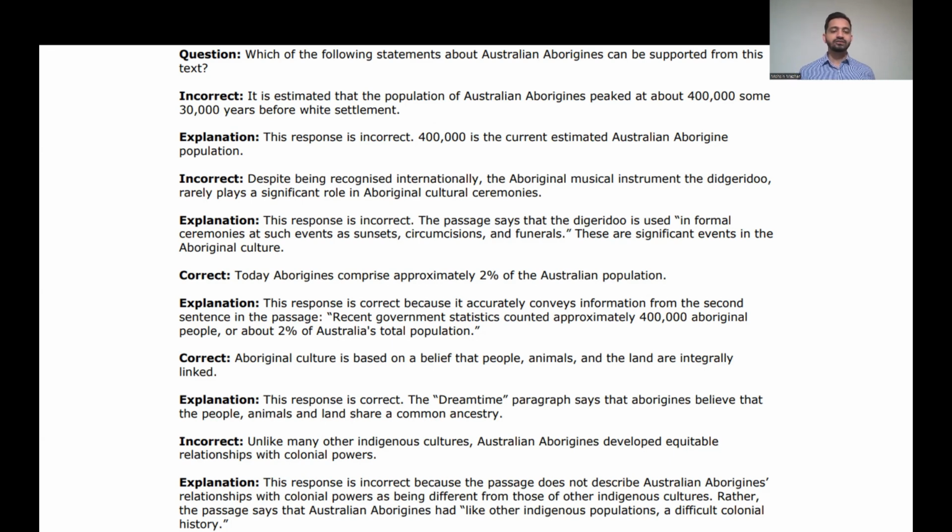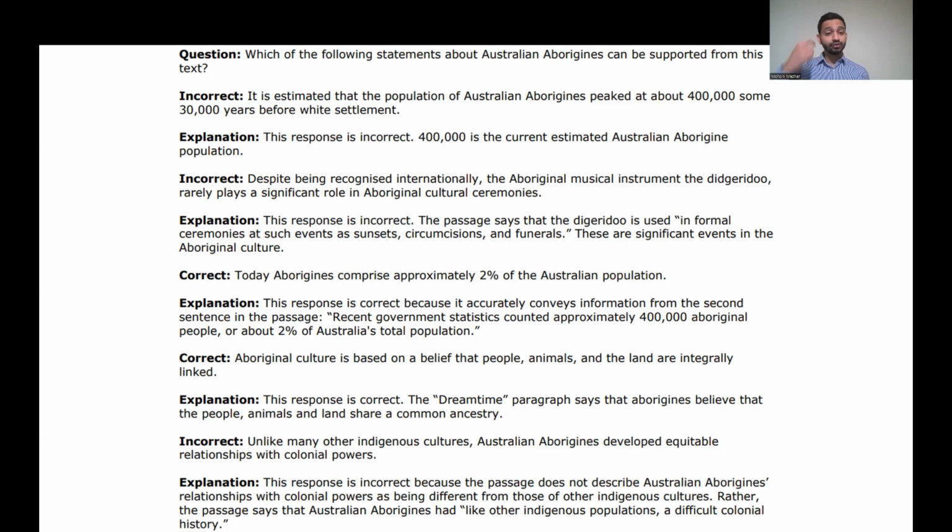Option number 3, today's Aborigines comprise approximately 2% of the Australian population. This response is correct because it accurately conveys information from the second sentence in the passage. Recent government statistics counted approximately 400,000 Aboriginal people, or about 2% of the Australian population. So that's correct. That's where we get it from.